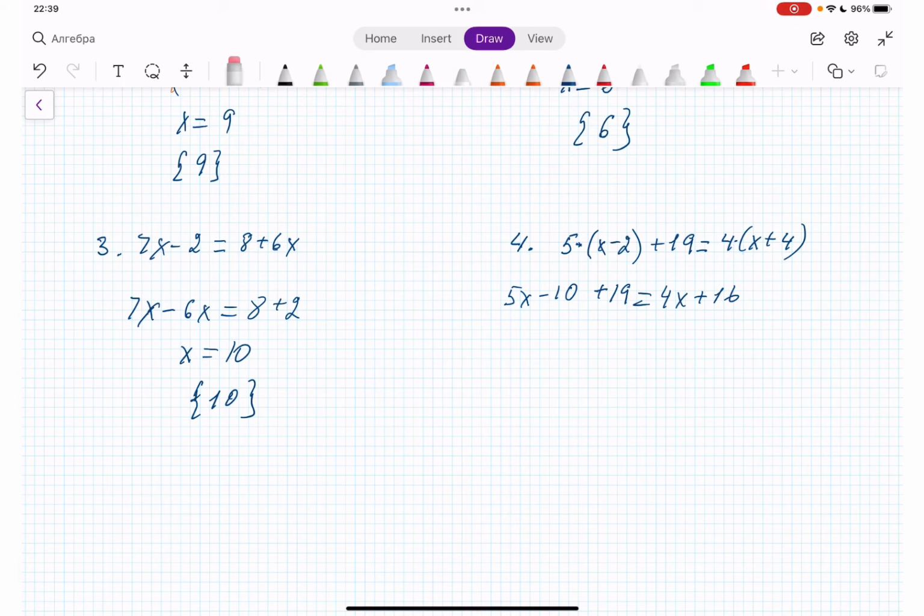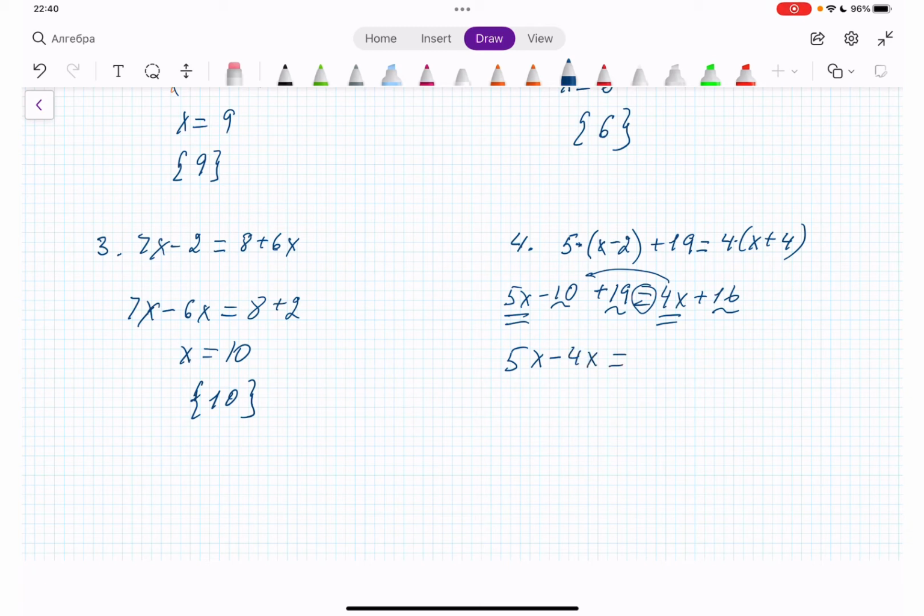Okay, now let's combine like terms. This negative 10, positive 19, and positive 16 are like terms, and 5x, 4x are also like terms. So I'm moving all x's on one side, 5x. Since I'm moving 4x on this side of the equal sign, it's going to be minus 4x.